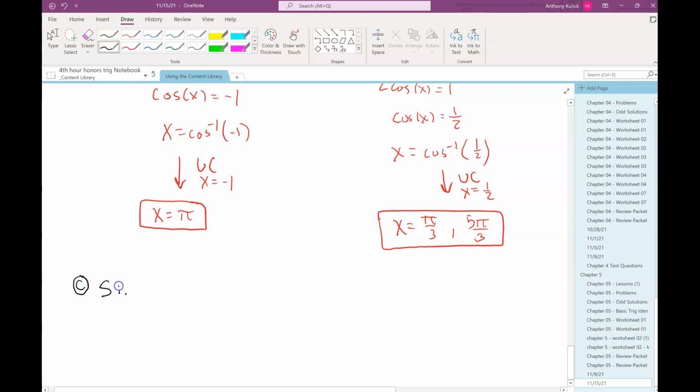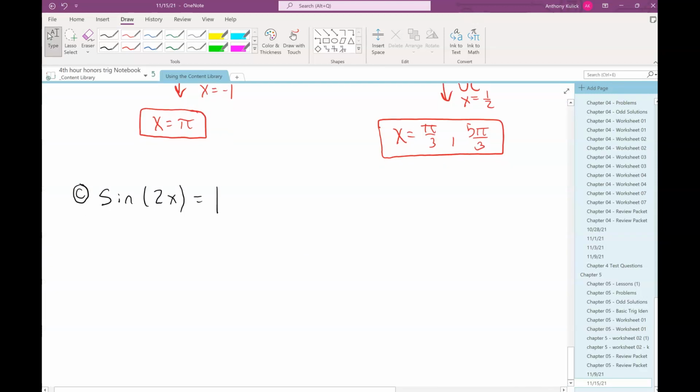Okay. So let's take a tricky one. Let's say we're going to do this. And you might say to me, Mr. Kulik, this does not look tricky. But there's something decidedly different about this than the previous problems that we've seen, right? What's different here? Yeah, we have a coefficient on our x, on our variable.